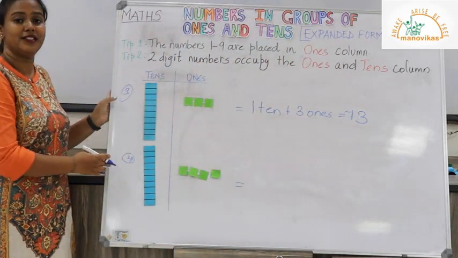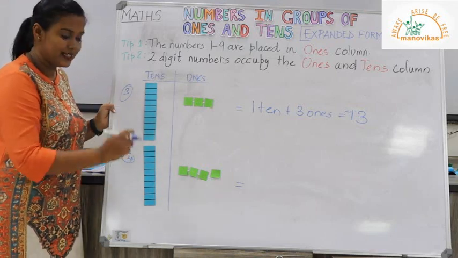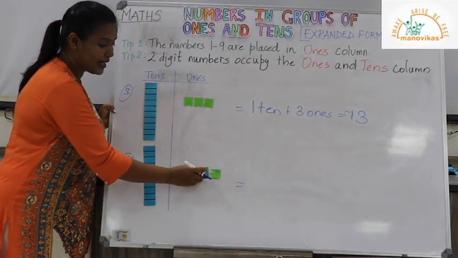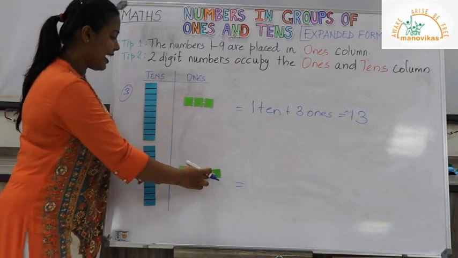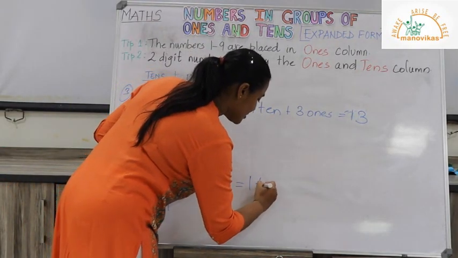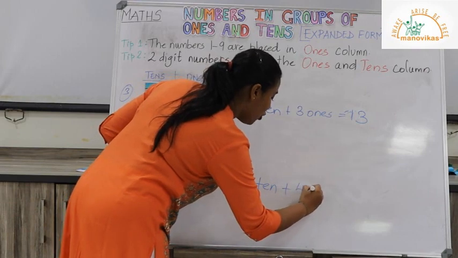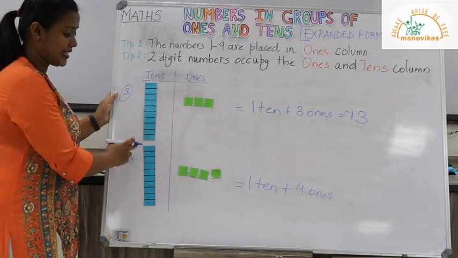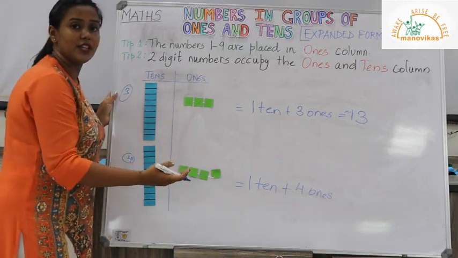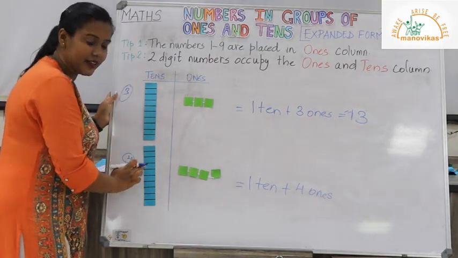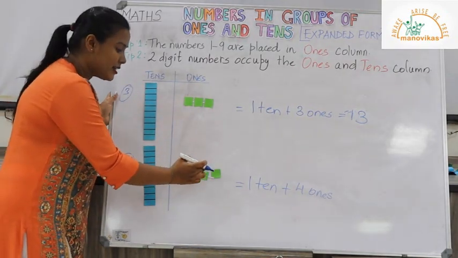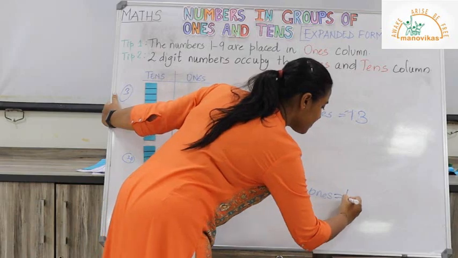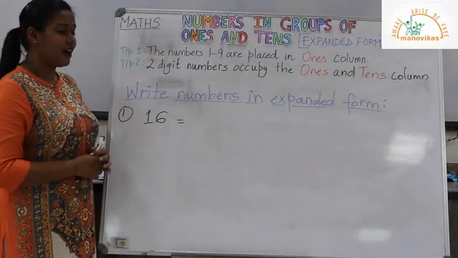Now we move on to example 4, wherein once again we have 1 ten, and how many ones or how many squares in the ones place? 1, 2, 3 and 4, which will be written as 1 ten plus 4 ones. So which number does it give us? 10 plus 4 gives us 14, or we can also read as 10, 11, 12, 13, 14. So 1 ten plus 4 ones will give us the number 14.